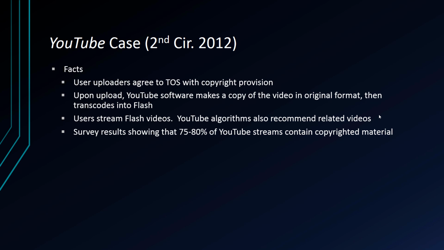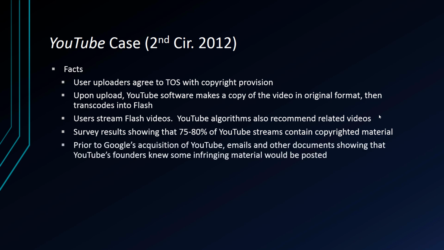Surveys at the time showed that a large number of YouTube streams contain copyrighted material that's owned by other people, and therefore potentially that there's a lot of infringing stuff on YouTube. Also, you'll see in the case some of the factual background prior to Google's acquisition of YouTube. There were some hot documents from some of the founders of YouTube who were really just kids, kind of showing that they knew that the platform would be used for some infringing purposes.